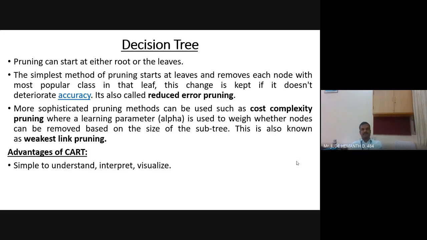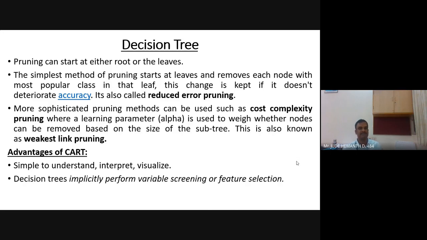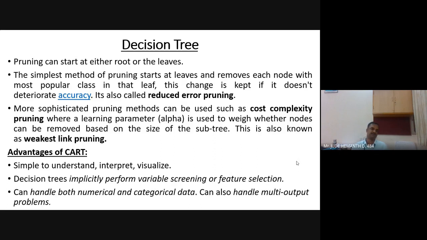Simple to understand. It is very simple to understand, interpret, and visualize. That is the main advantage of the CART algorithm. And it implicitly performs variable screening or feature selection. That means when you are removing a leaf, you are indirectly saying that path is not necessary. That means 9.5 age, less or more, is not necessary. You are giving some weightage to the features. You are selecting the features, actually, whether they are important or not important.